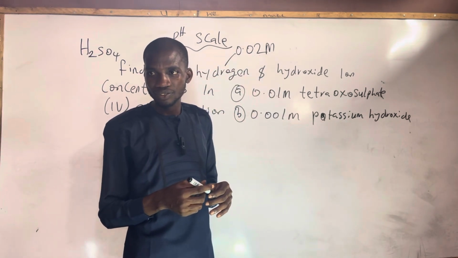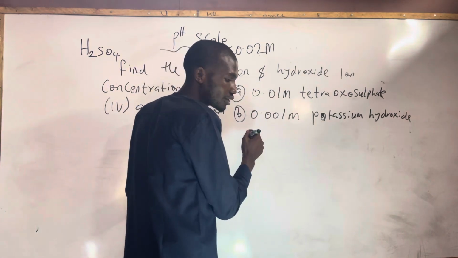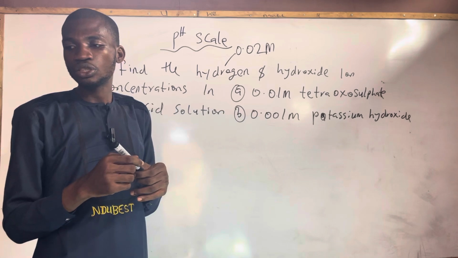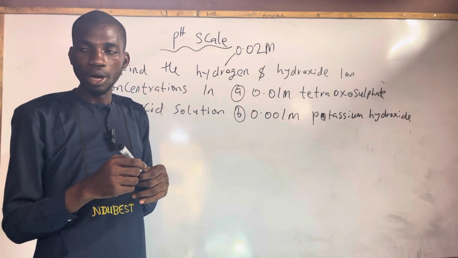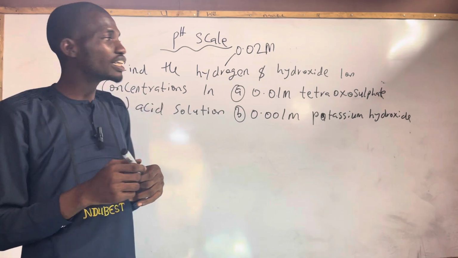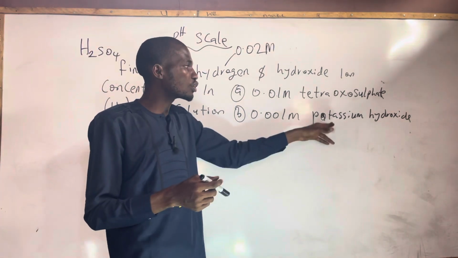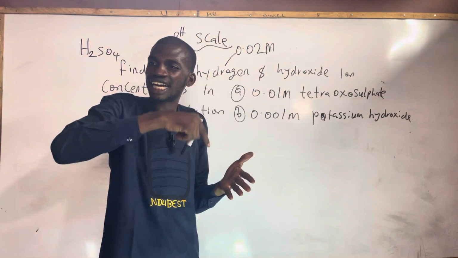How many? Check the number of hydroxide ions in potassium hydroxide. How many hydroxide ions are inside there? It's only one. That's what you take. If they give you acid, check the number of hydrogen inside that acid. If they give you hydroxide, check the number of hydroxide ions inside that.